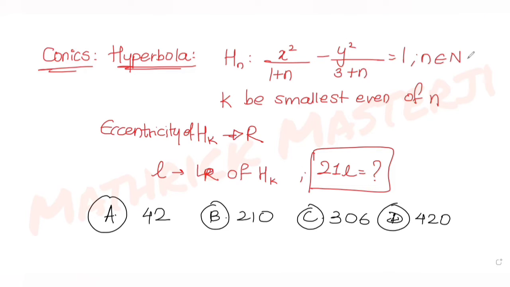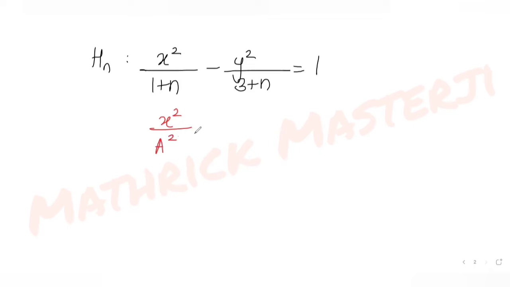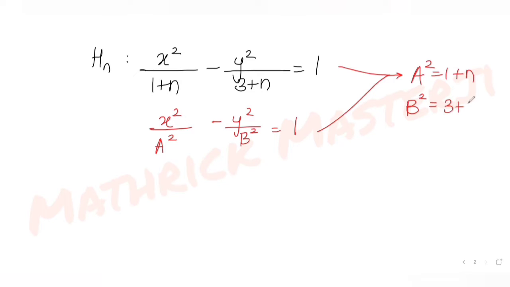So let's first try to solve this. I have my hyperbola equation, x square over 1 plus n minus y square over 3 plus n is equal to 1, where n belongs to natural numbers. If I compare it with the standard equation of the hyperbola, x square over a square minus y square over b square equals 1, I get a square is 1 plus n, b square is 3 plus n.